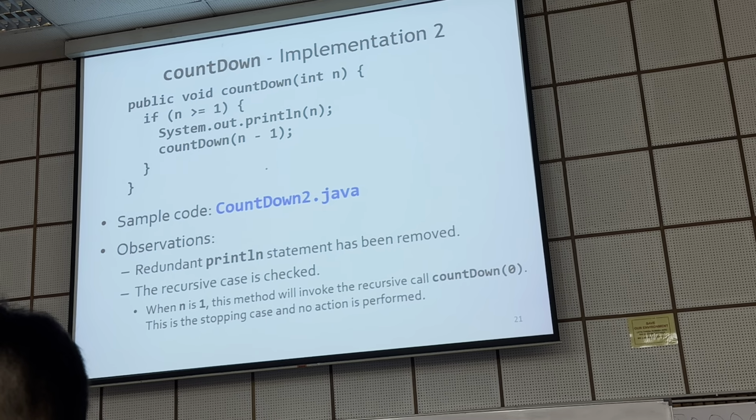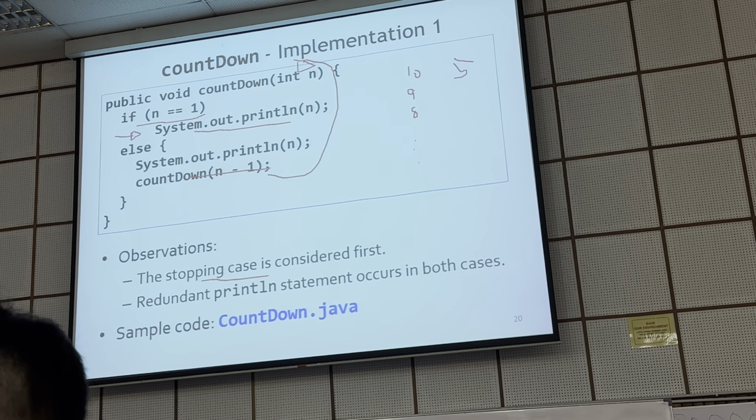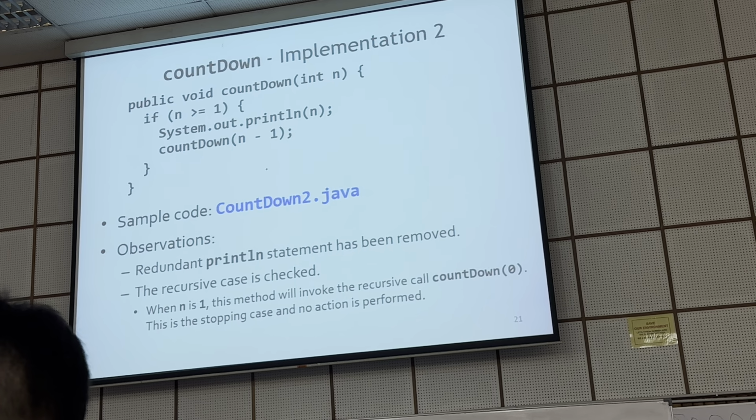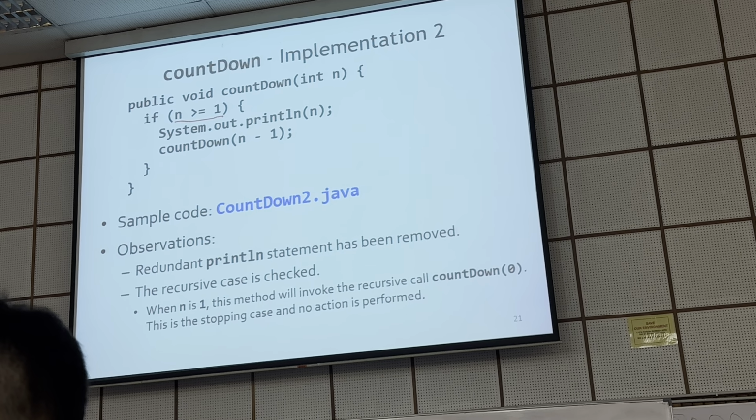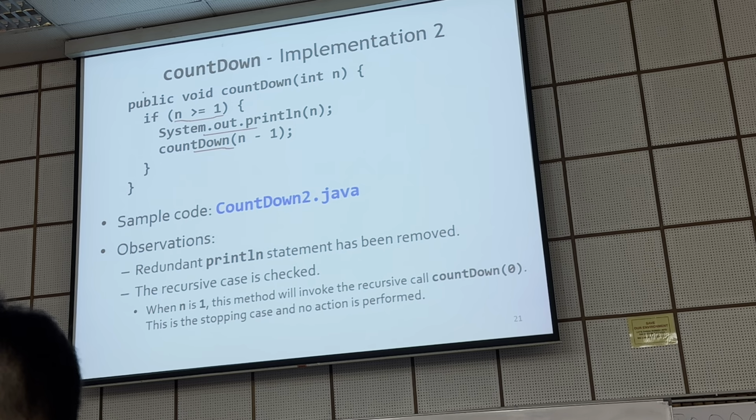So let's change the code a bit. Maybe we can apply a different structure. You check your recursive case, you print the value, then you have the recursive call. So what happened? We removed the redundant print line. The recursive case is checked. When n is 1, this method will invoke the recursive call countdown 0.